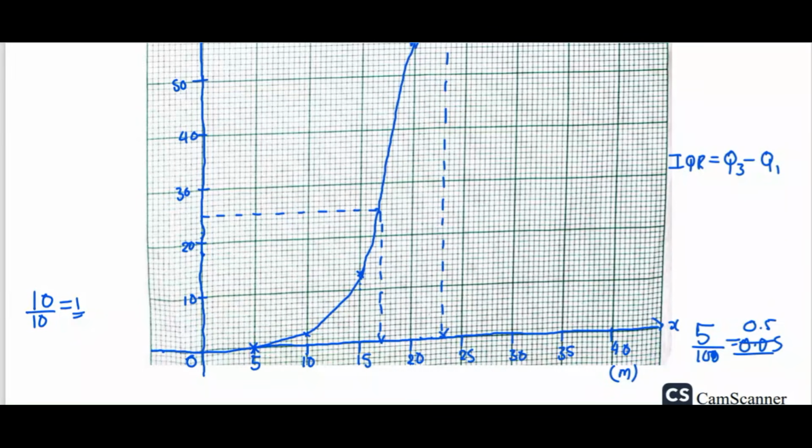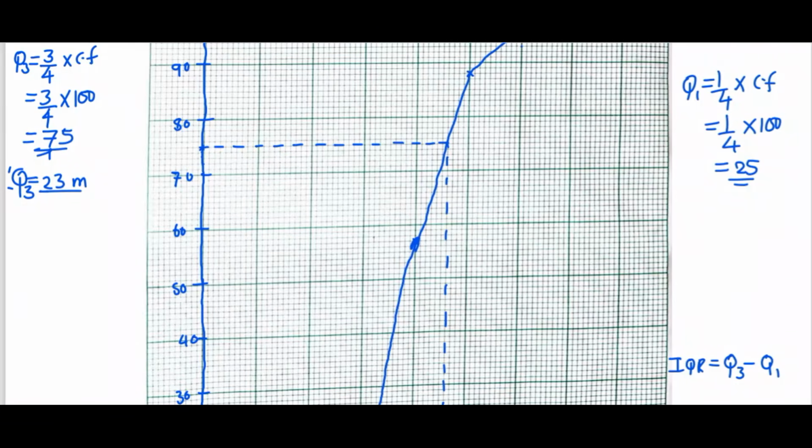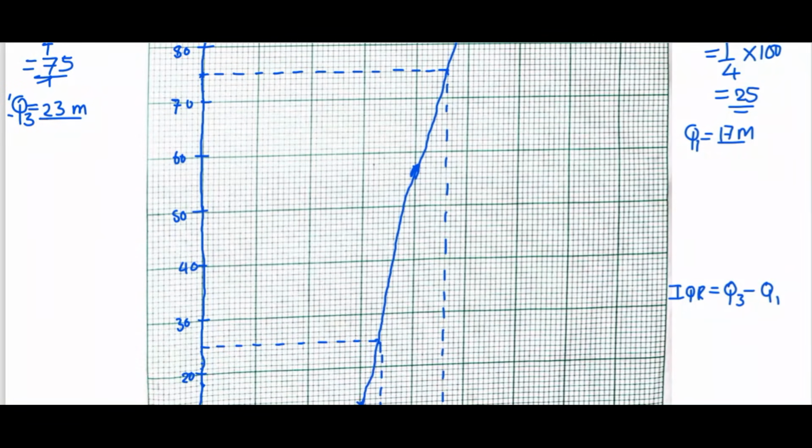So this is why I'm so 15, 16, 17. So my lower quartile, quarter 1, is equal to 17 meters. Then we can now proceed by finding the interquartile range. So quartile 3 is 23 minus 17. So 23 minus 17 is equal to 6. So this is our final answer. Okay, so we are done with this one.